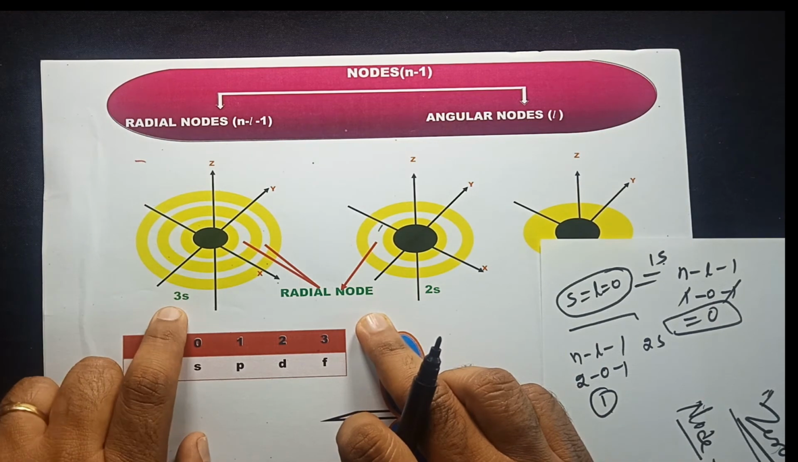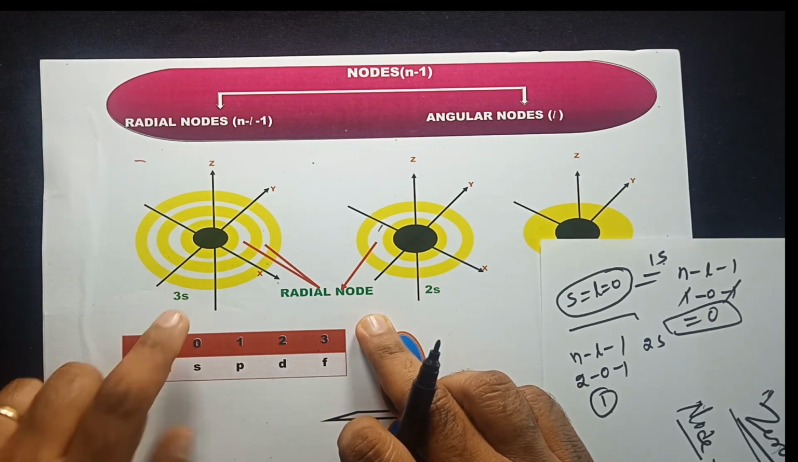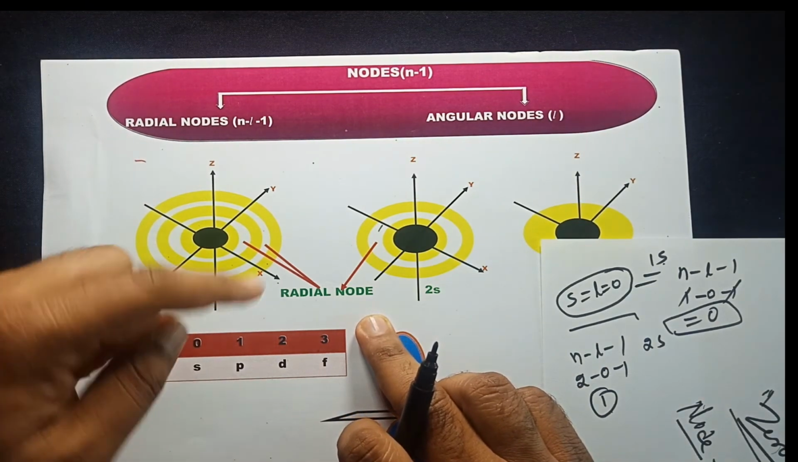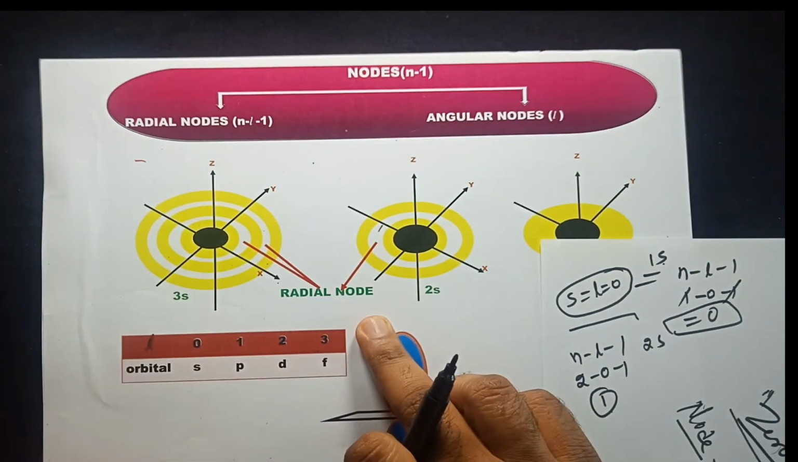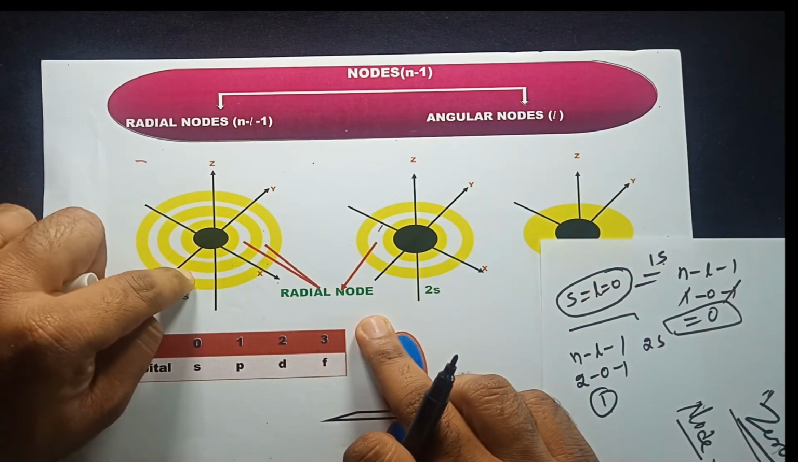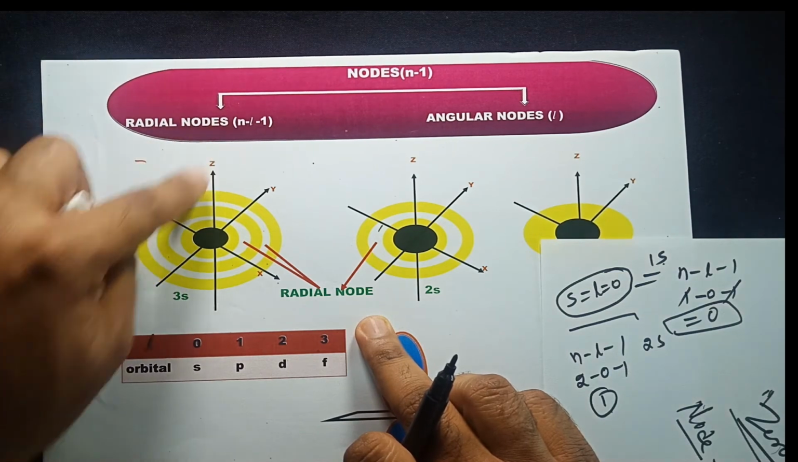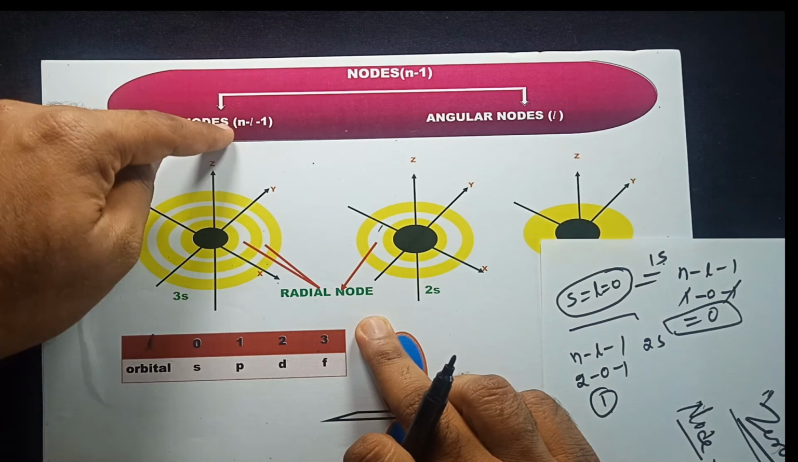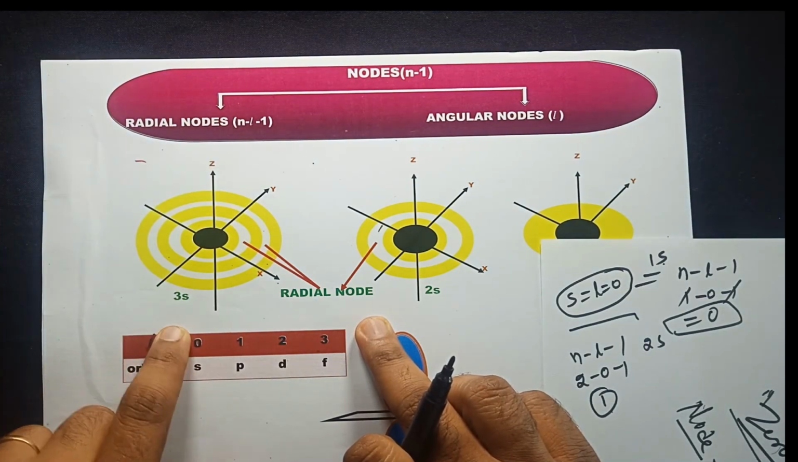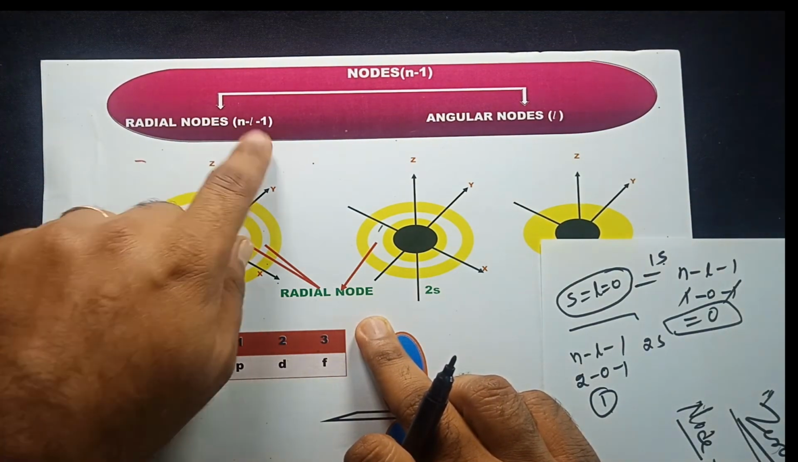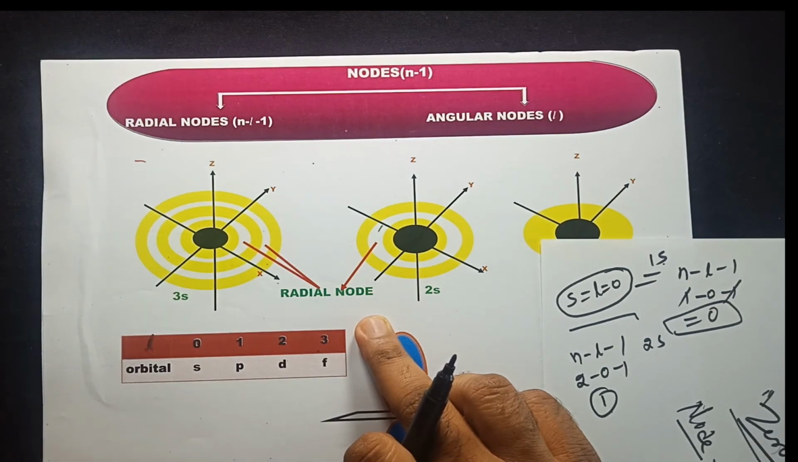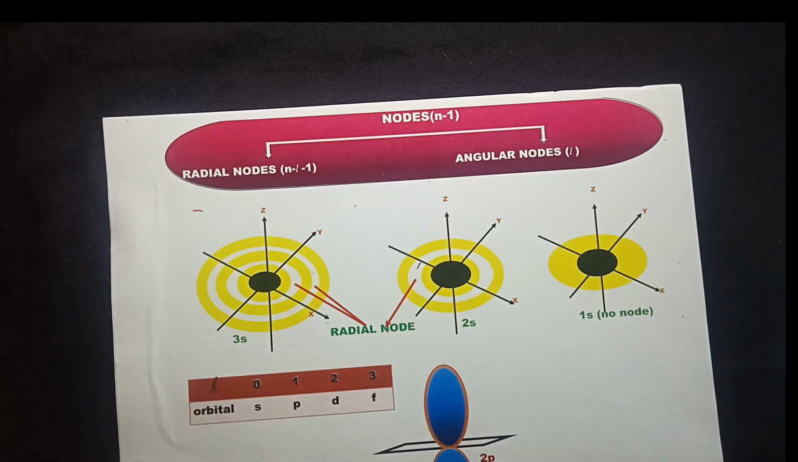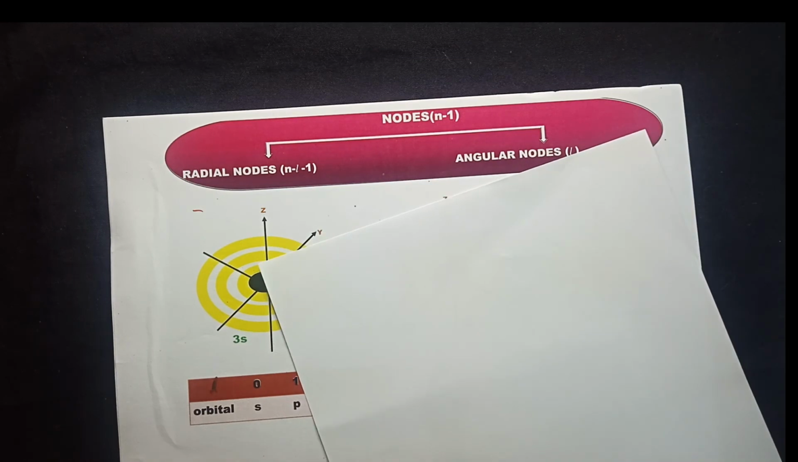Next, moving on to the 3s orbital. The 3s orbital has two radial nodes, as you know that the angular node is 0 for the s orbital. These two nodes come from the radial node. You know the formula, that is n minus L minus 1. Just put in these values: n is 3, 3 minus 0 minus 1 is 2. Is it clear friends?